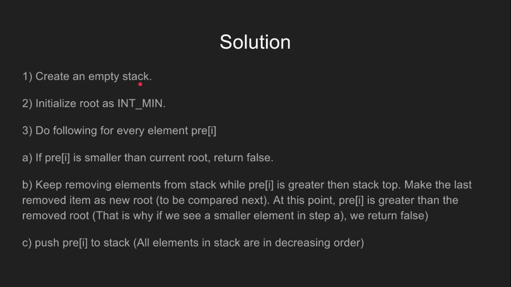First, we create an empty stack and initialize the root as int_min. Then, we iterate through the entire array and do the following for all the elements. If the ith element is smaller than the current root, we return false. Else, we keep removing elements from the stack while pre[i], that is the ith element of the array, is greater than the stack top, and make the last removed item the new root. At last, we push the ith element of the array into the stack.